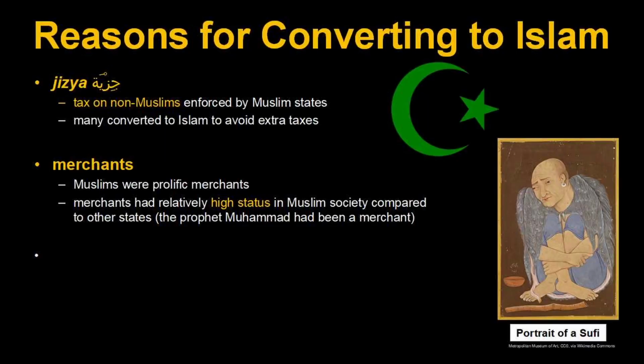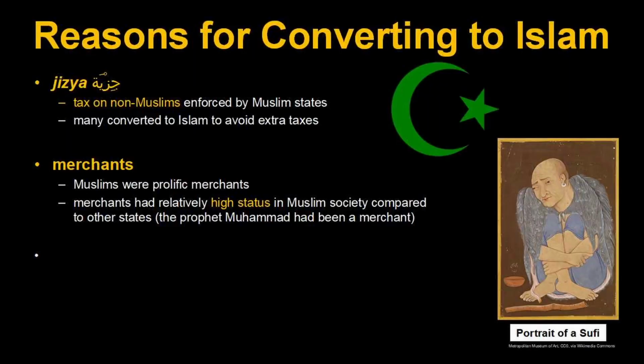Another big reason for the spread of Islam was the activity of merchants. Just like we mentioned with Buddhism on the Silk Road, merchants have always been big promoters of Islam, and trade was very much encouraged by the Islamic states. So there were many Muslim merchants, and they often had a very high status in society. So many people, including merchants from other faiths, often found it appealing to join the Muslim community.